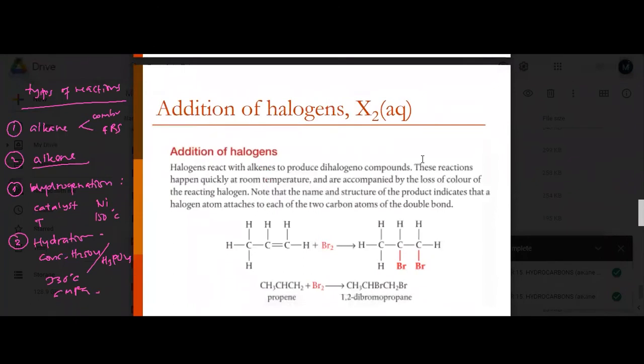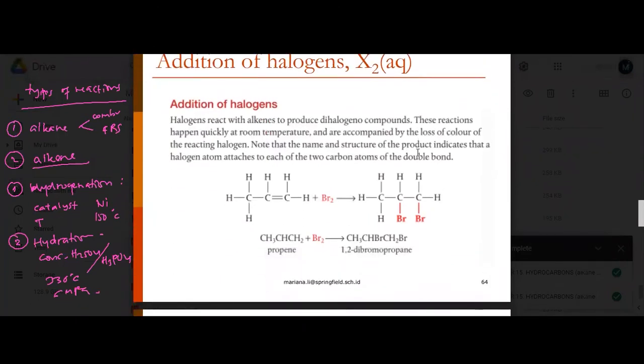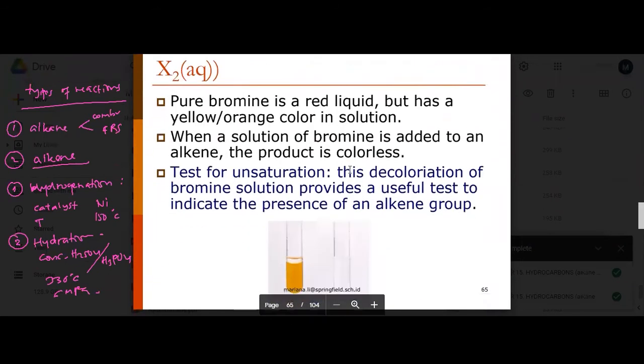The third reaction of alkenes is addition of halogens, X2. In the case of bromine, it has a brownish color, and it will change to colorless if the addition reaction occurs. There is no need to use a catalyst or heat, since this is quite a reactive reaction, so just RTP conditions, room temperature and pressure. This reaction can be used to test for unsaturation: if decolorization occurs, it indicates the presence of an alkene group.